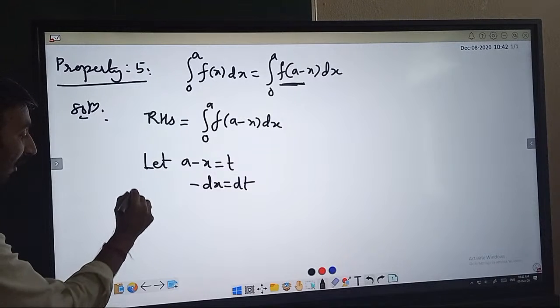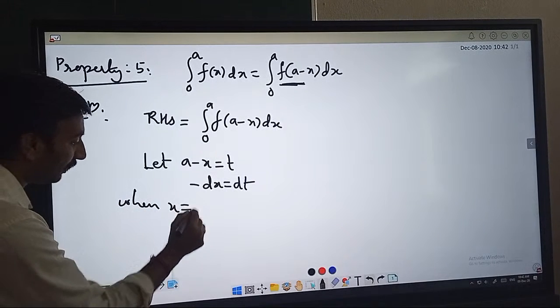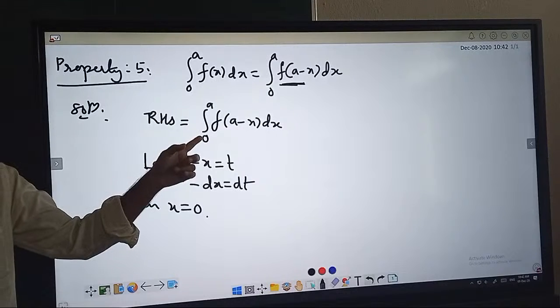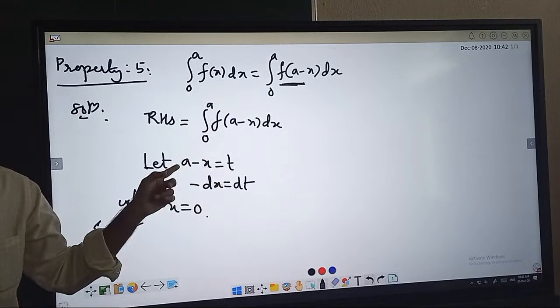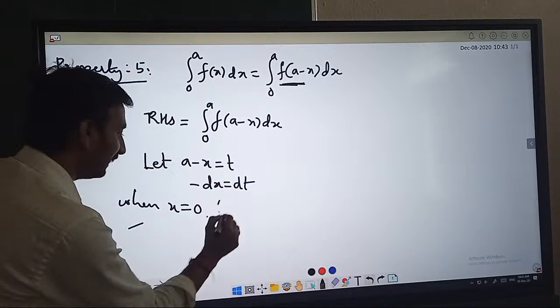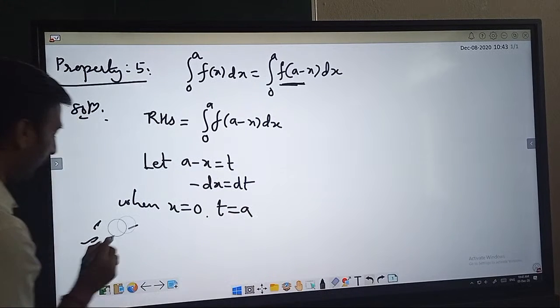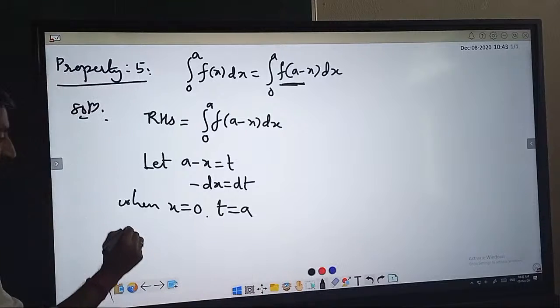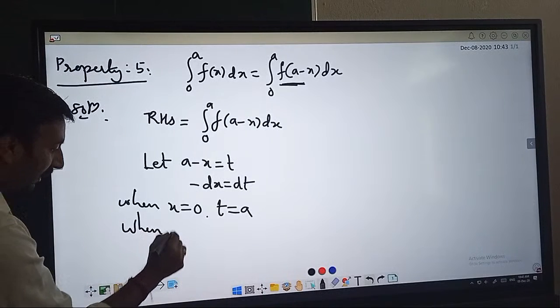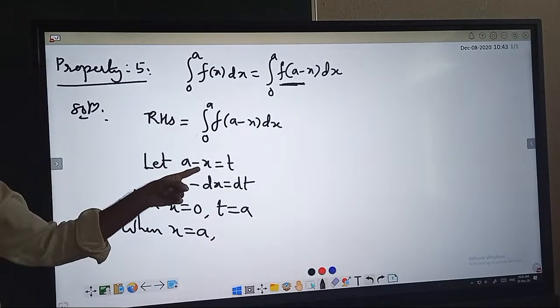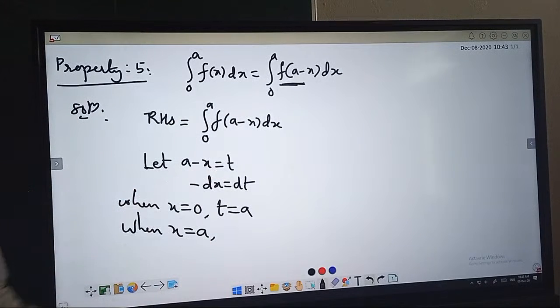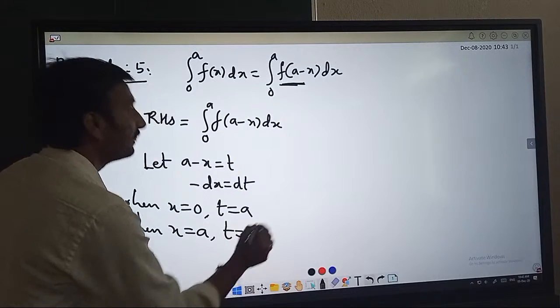When it was x equal to 0, that is the lower limit, what is the value of t? Let us put x equal to 0 here. What do you get? T equal to a. So then it is t equal to a. Correct? Now look, when x equal to upper limit a, put a here, what do you get? a minus a is 0. So the upper limit becomes 0.